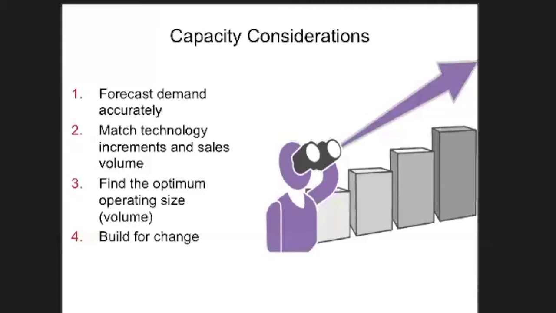And ideally, you want to create modular capacity, which is happening in healthcare also, where you can quickly change the configuration of a given capacity for a new requirement, something else that needs to be done with the same capacity. So it should be built for change so that it provides flexibility.